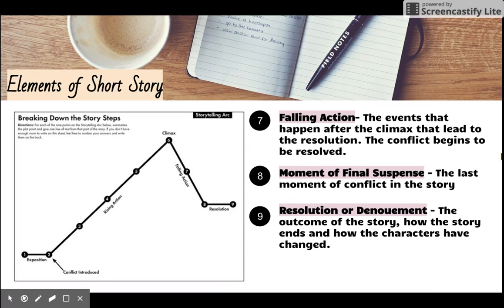And we end up at number 9, which is the resolution or denouement. And this is the outcome of the story, how the story ends, and how the characters have changed. So it's really important to note that in the end of the story, the characters should have changed somehow. Because of the conflict in the story, something happened, the characters develop, they change, maybe they learn something new.